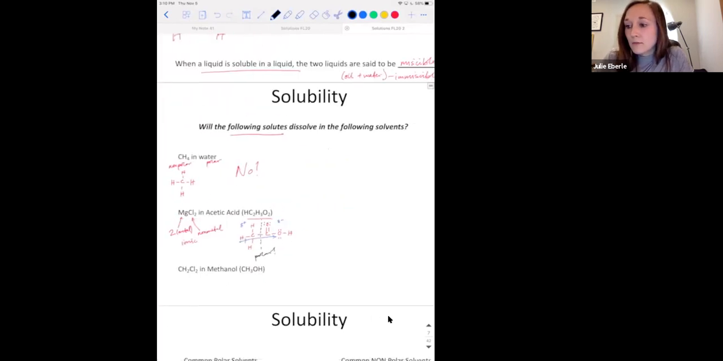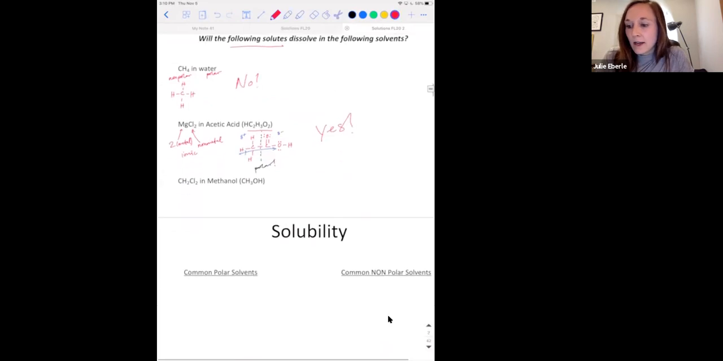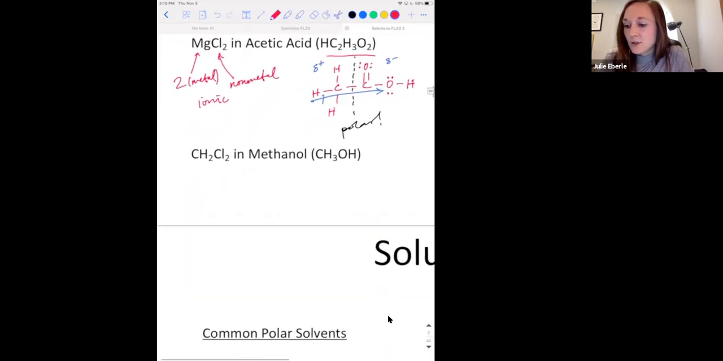So will they mix? Will this solute, magnesium chloride, dissolve in acetic acid? Aubrey, I can barely tell, but it looks like you're shaking your head yes. All right, yes, they will. All right, last one, CH2Cl2 in methanol. What do you guys think? What do you think about CH2Cl2? Is this polar or nonpolar or ionic?